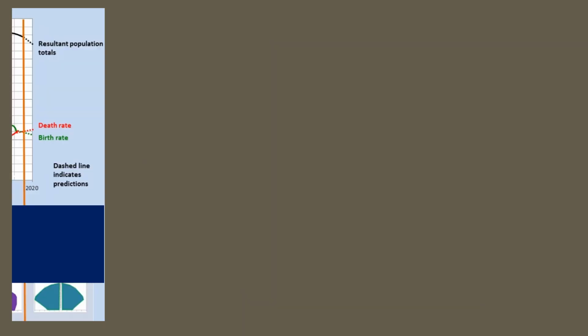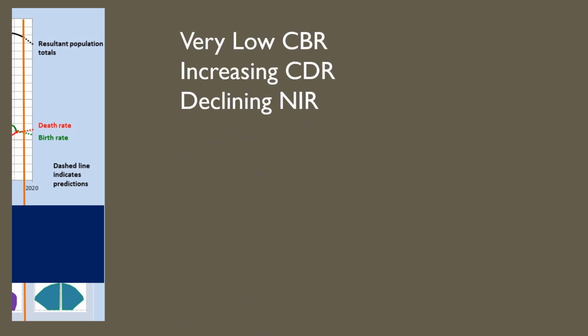All right, last stage, you guys should be able to get this. What do we have going on here? We see these dashed lines that are indicating predictions, so that should give you a huge hint. We have a very low CBR, an increasing CDR. So this is a situation where you're having more people die than babies being born, which gives us a decline in the natural increase.